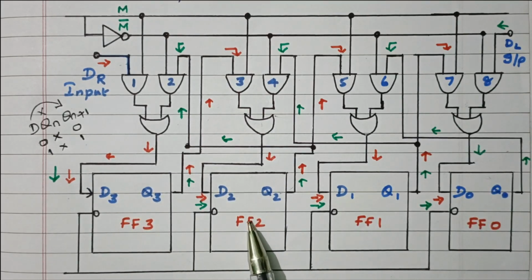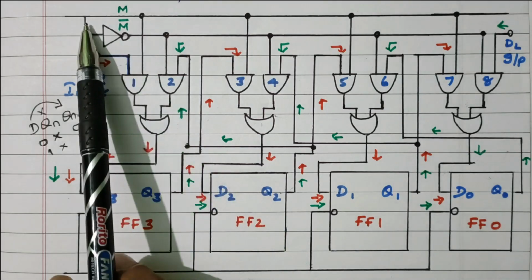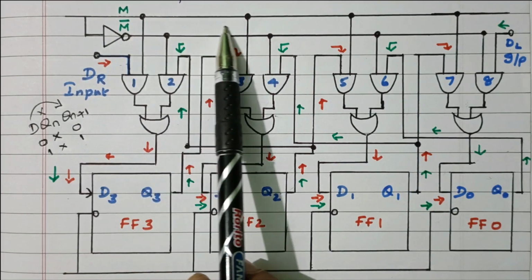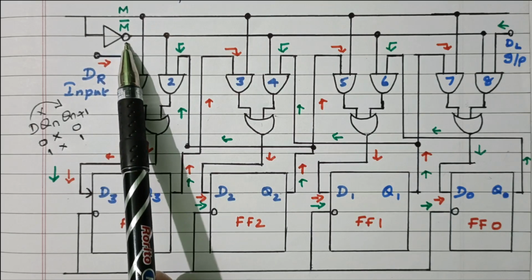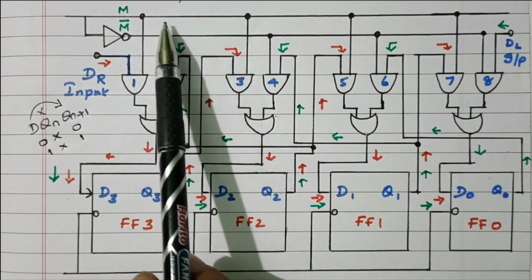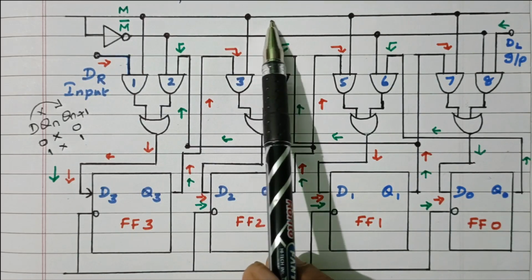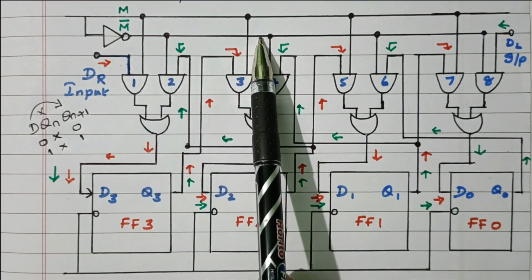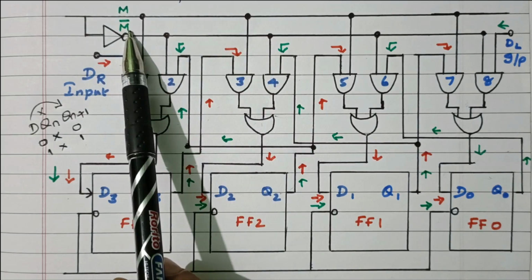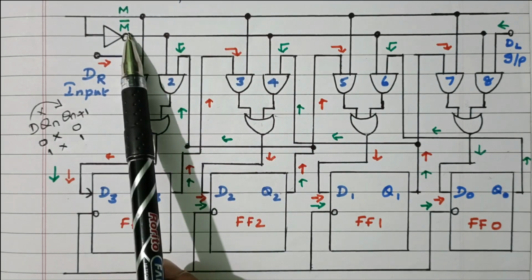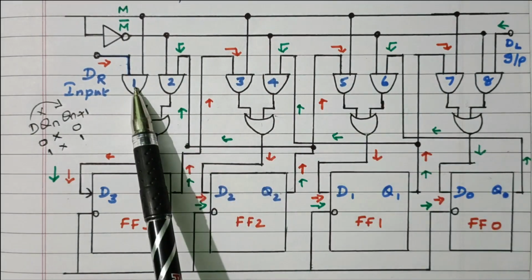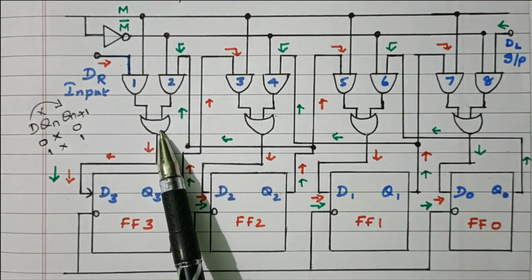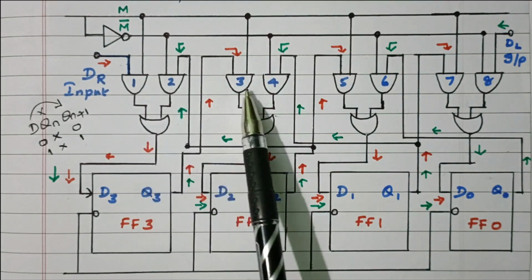Now we'll see how to control the data left side or right side. See this. Here one control, the mode control, is available. Mode selection. And one more NOT gate is connected, so that M bar is available on this line. The first line has mode signal M, the second line has mode signal M bar. If M is 0, M bar will be 1. If M is 1, M bar will be 0. Now we have the logic diagram here: two AND gates and one OR gate, named as 1, 2, 3, 4, 5, 6, 7, 8.